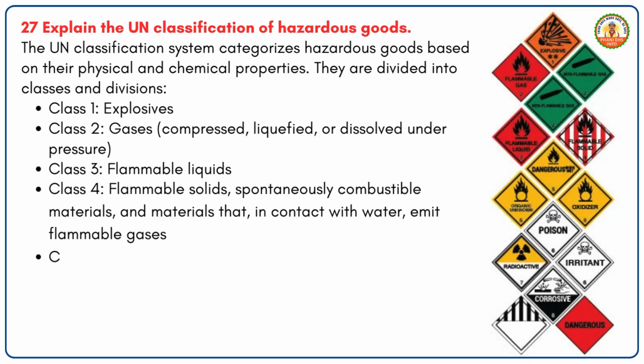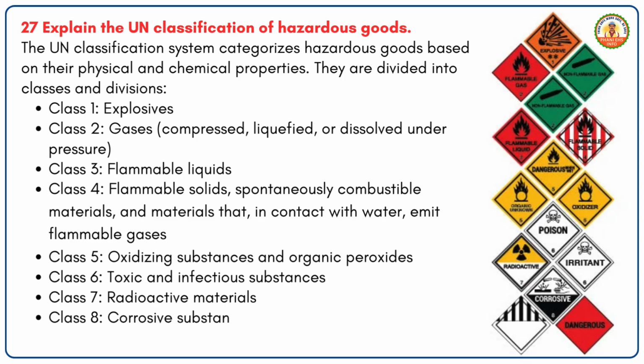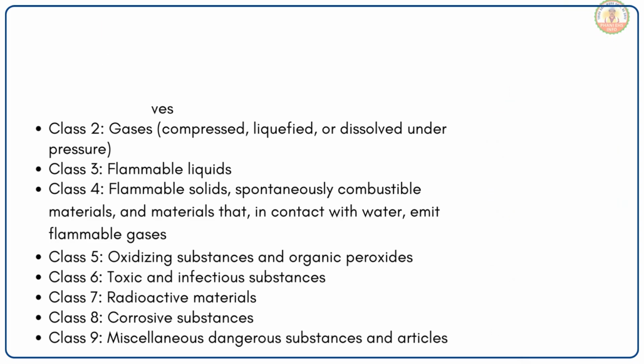Class 5 – Oxidizing substances and organic peroxides. Class 6 – Toxic and infectious substances. Class 7 – Radioactive materials. Class 8 – Corrosive substances. Class 9 – Miscellaneous dangerous substances and articles.